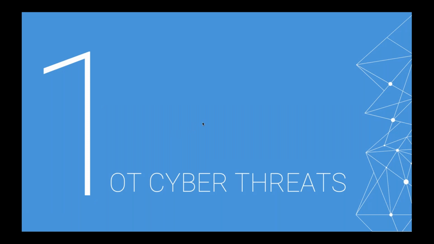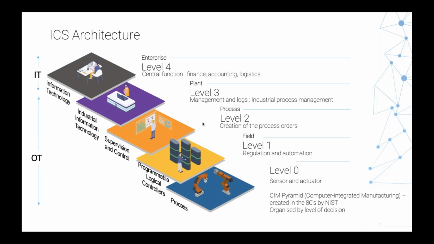Starting from the OT cyber threats, it's important to take a look at the ICS architecture. Normally, this is a logical design or logical separation of different levels of decision or functional levels. So usually you will see level 0, 1, 2, 3, 4. Level 0 normally refers to the physical part, which is the physical processes in terms of field input, output devices, sensors, and all this stuff. On level 1, we have the regulation and automation. Normally, it's the controller LAN, where we see the field logic and control. On level 2, we have the creation of process orders, for example, where we have the local HMI or the remote SCADA. And we also find some historian data, archiving the information coming from the system. We have at level 3 the management and logs.